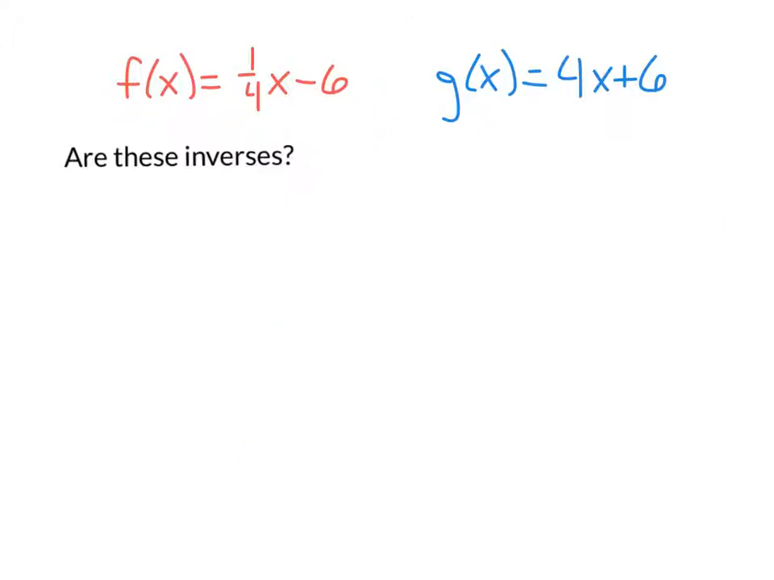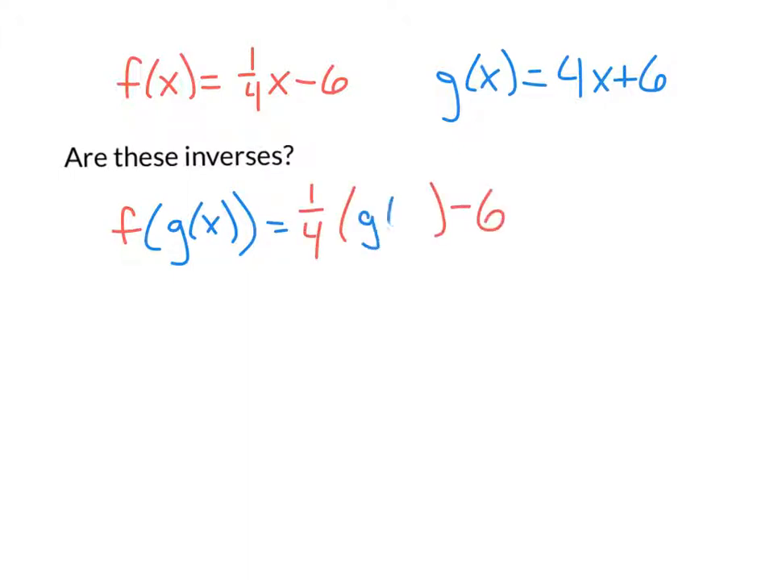So let's go over one more example of this, and we're going to do composition of functions again to figure out whether or not these are inverses. And we'll try f of g first. So 1/4 times the g function minus 6. And we'll just do some substitution here. So 1/4 times 4x plus 6 and minus 6.